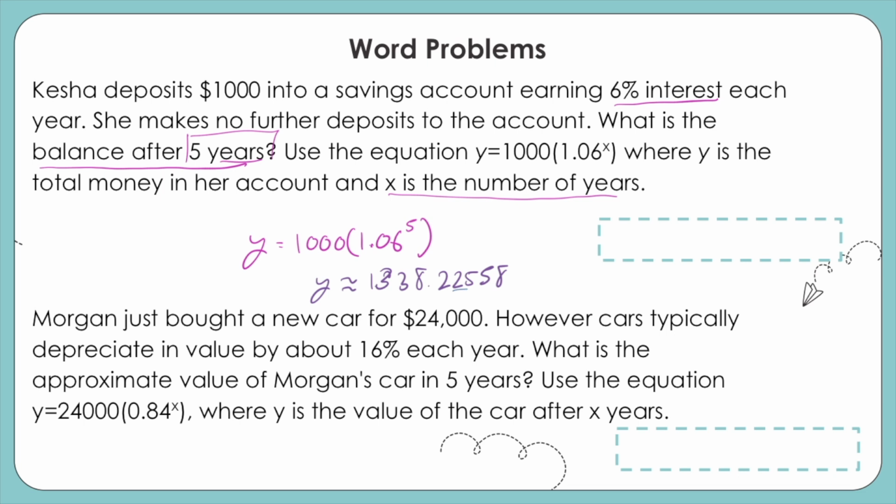So we're going to look for our place, find our place, look next door, 5 or greater, add 1 more. We are going to do that. So we're going to end up with about y is going to be equal to $1,338.26. Now let's take a look at the second one there.